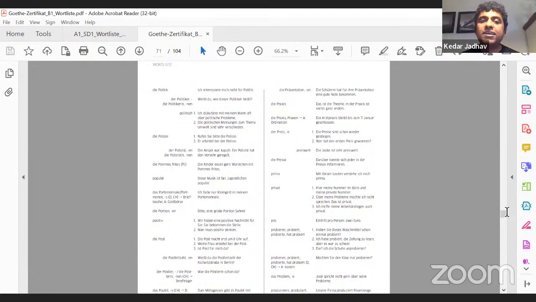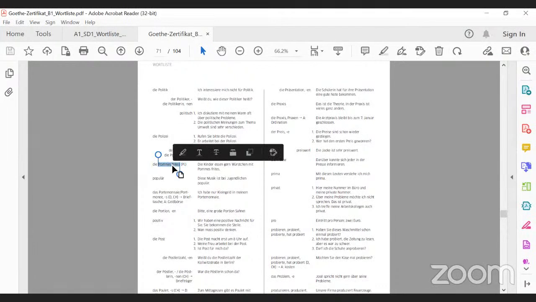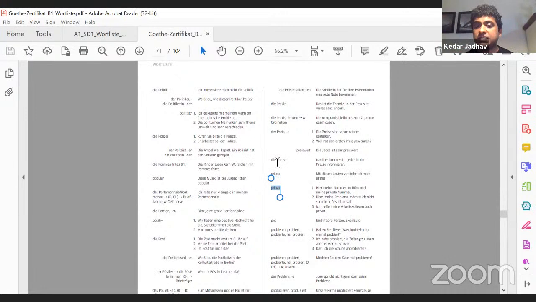Politik, matlab kya hoga? Politics. Everybody knows, right? Yes. Pommes, everybody knows, right? Pommes frites. Populär is popular. Post is post. Postleitzahl is your pin code number. Samajh rahe? Pin code number. Privat is private. Presse is your press. Praxis is doctor ki praxis hoti hai. Samajh rahe? Yes. Probieren is to try something. Produzieren is to produce. This is not rocket science, but this will only work if you look at it positively.